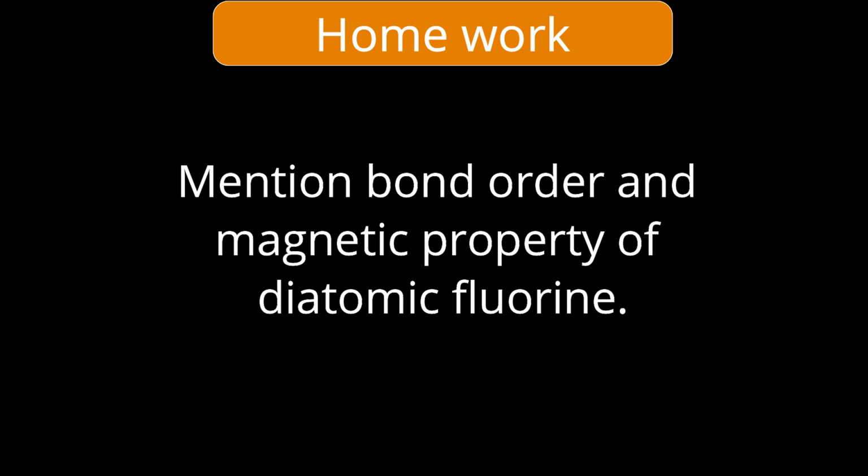As homework, a usual question for you: mention the bond order and magnetic property of diatomic fluorine. Bond order means one number will be there. Magnetic property means whether it is paramagnetic or diamagnetic. That only you have to mention in the comment box. Be regular in replying to the questions.